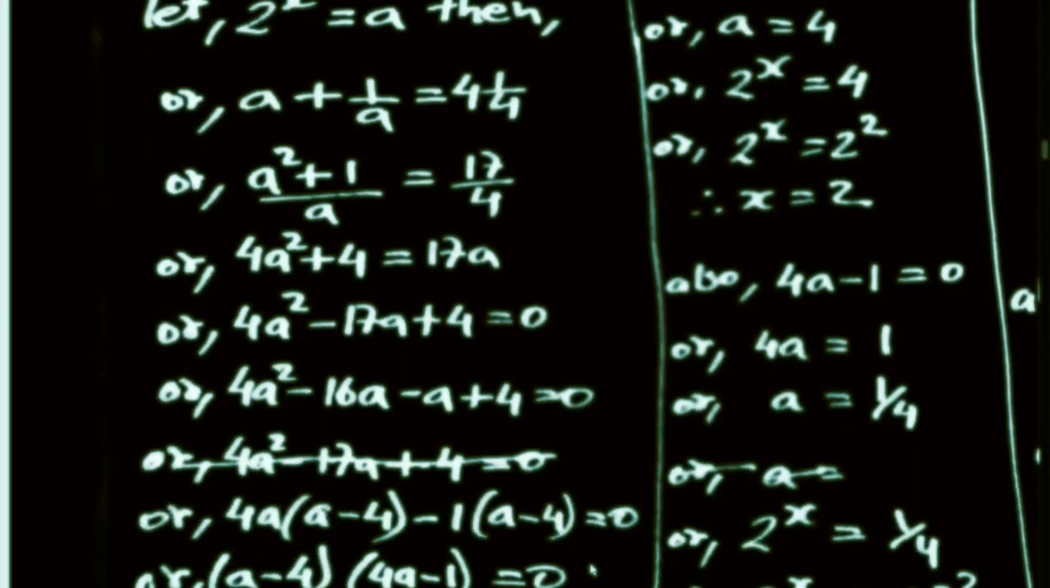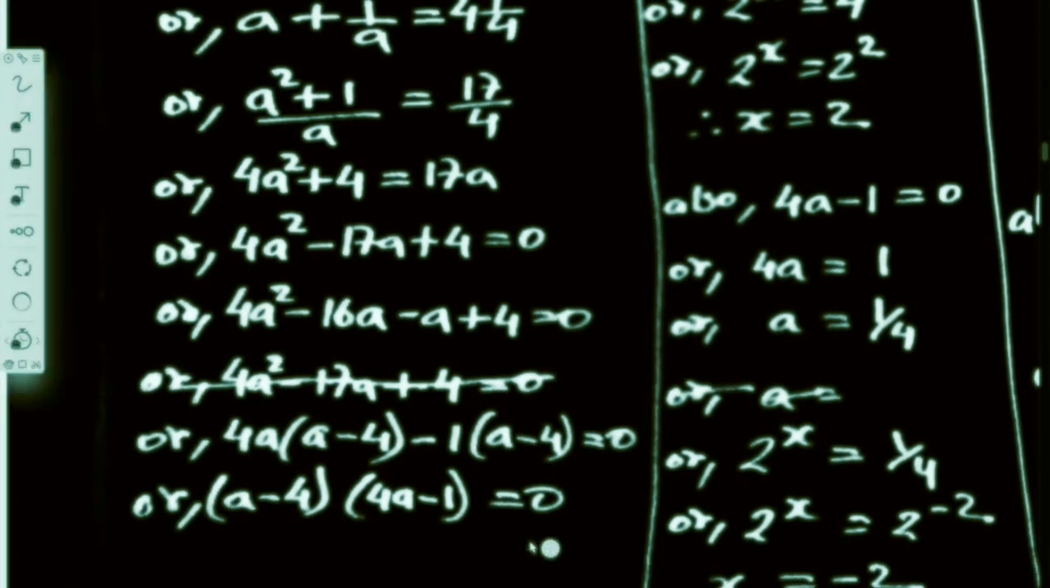So, see here. To get the factors of this expression, we should make these 3 terms into 4 terms. So, 4a square minus 16a minus a. 16a and a make 17a, so this 17a should be broken into two parts: minus 16a and minus a, plus 4 equals 0. Now the 3-term expression should be changed into 4 terms.